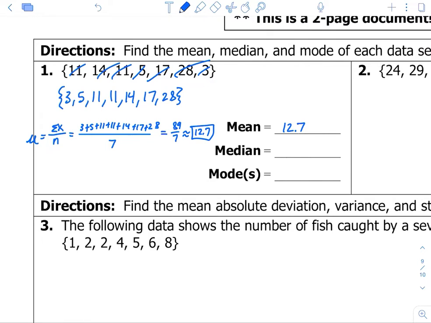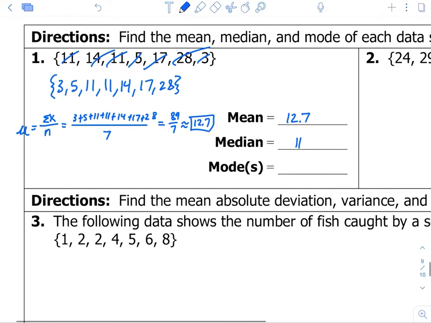So 12.7. Your median is the middle value, so it's this one right here. That's the center, so it's 11. And your mode, what's the most frequent number you see? It's 11.